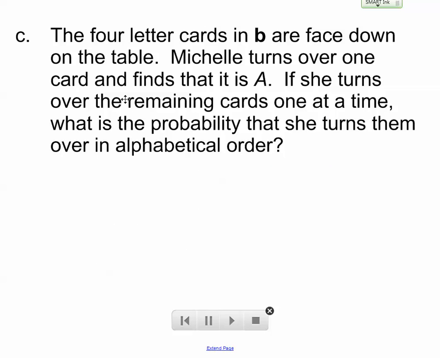The 4 letter cards in example B are face down on the table. Okay, Michelle's going to turn over one card, find that it is an A. If she turns over the remaining cards one at a time, what's the probability that she turns them over in alphabetical order? So she's already found the A. So we want to know the probability she gets B, then C, then D.